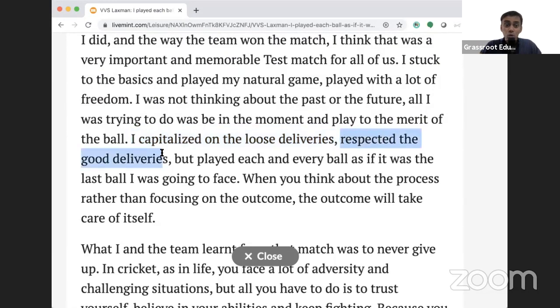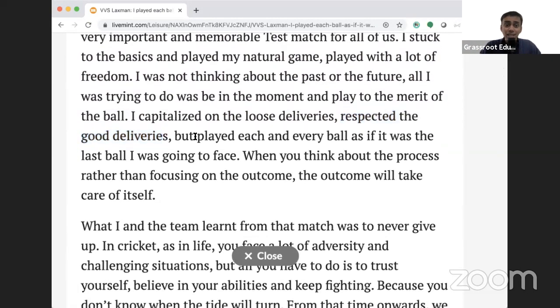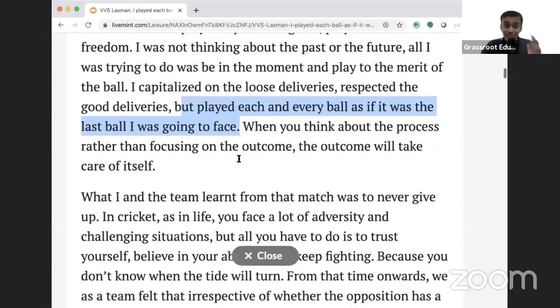But respected the good one. So if he's getting a bouncer, if it's coming to his face, he would still not try and hit it. He would just leave that ball. But he played each and every ball as if it was the last ball he was going to play. So he took it so seriously. If this is the last ball, he will play with a lot of concentration, right? So he said that he played it with that seriousness.